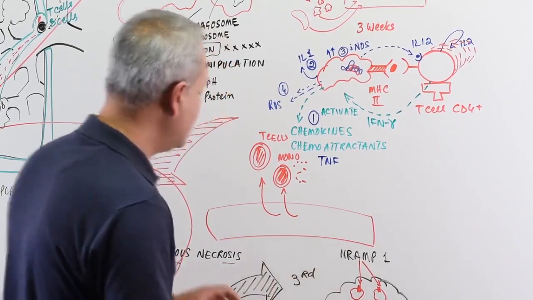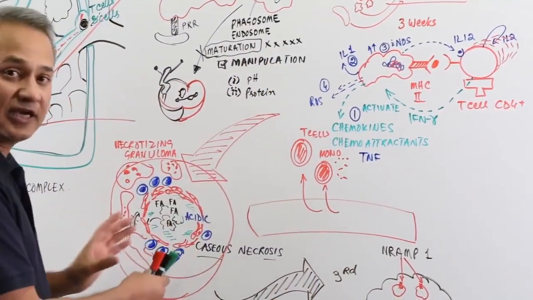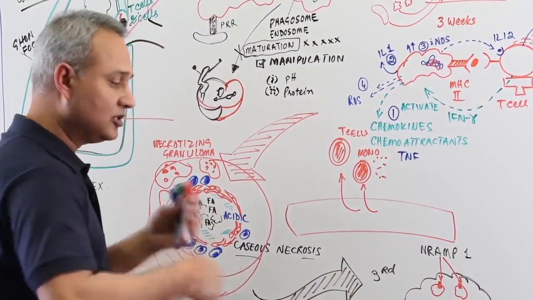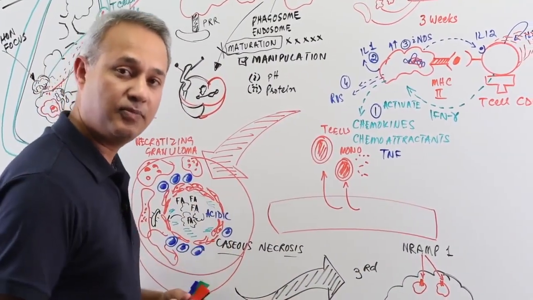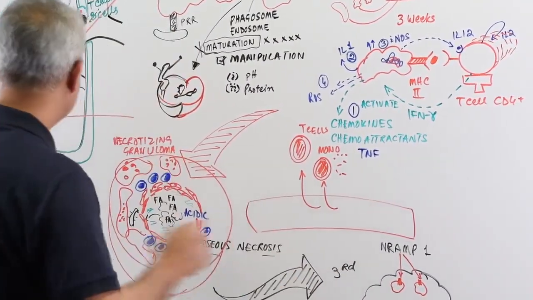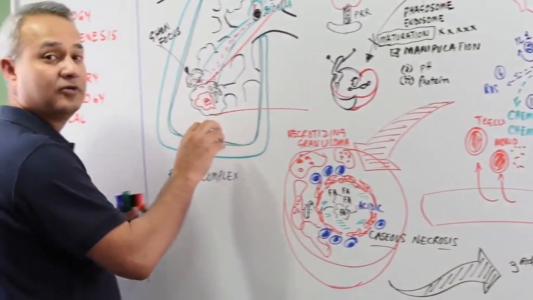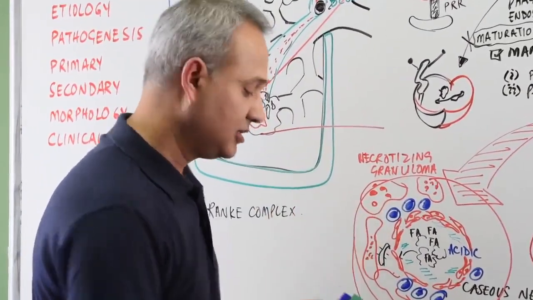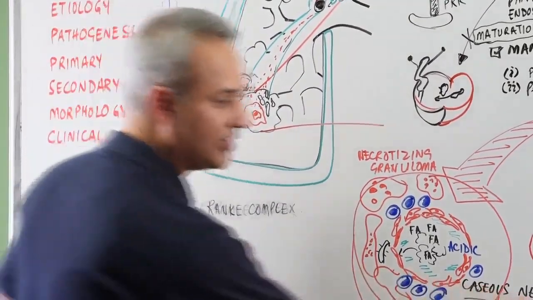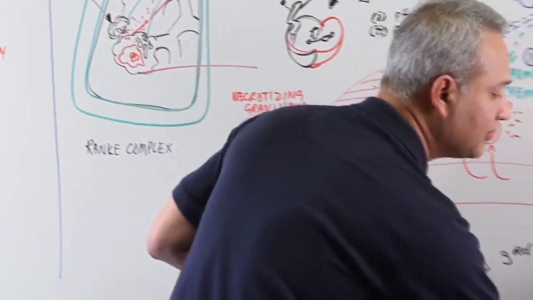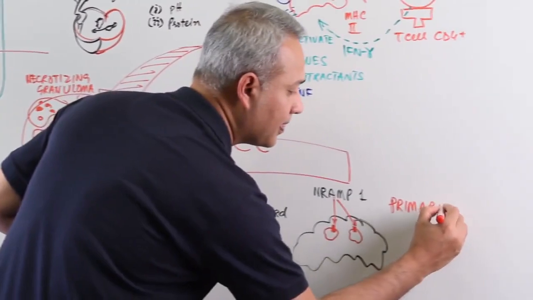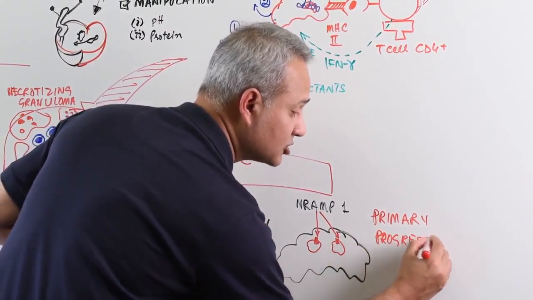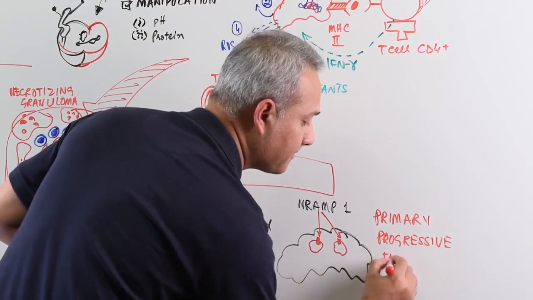When that happens, we cannot really form this granuloma and stop here. Instead, macrophages are not working well at all, so the TB just continues to spread. In that case, the patient would have what we call primary progressive tuberculosis. Primary progressive, meaning it would continue, it will not stop, TB.